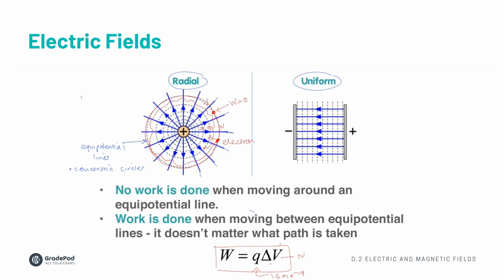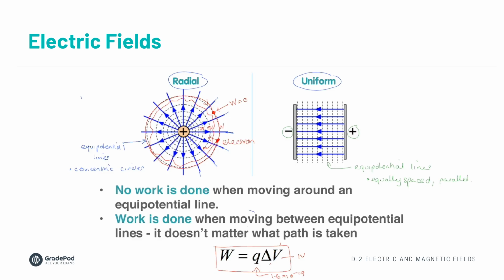Now let's look at the uniform field. What we have here is a positive plate and a negative plate. If you were to place a positive test charge at any point within this field, the positive test charge would follow these electric field lines towards the negative plate. You can see that the equipotential lines here are, that's them, I'll label them here, equipotential lines. They're not concentric circles like they were before. They are equally spaced and they're parallel. Okay, so we have equally spaced and parallel lines.